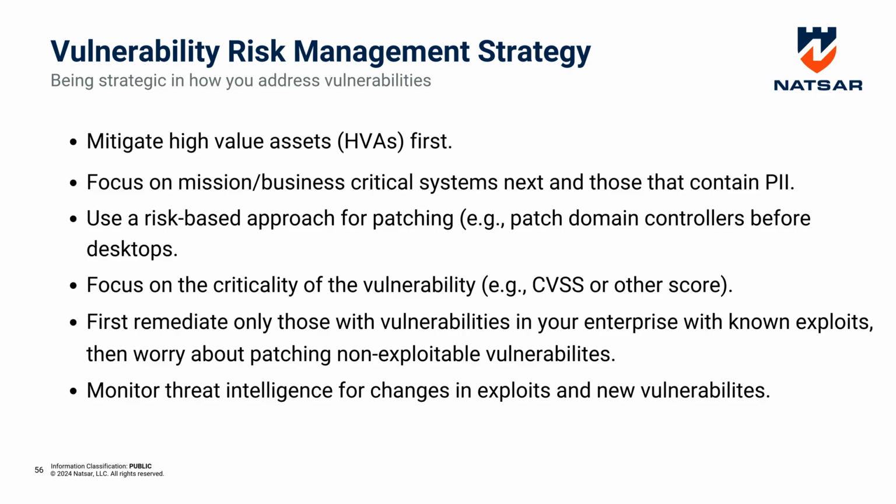You also want to consider the criticality of the vulnerability. So layer on another thing to consider, and that's something like the Common Vulnerability Scoring System, the CVSS, of is this a critical vulnerability, or is this, yes, it can be exploited, but it would require all of these things to fall into place before an adversary could exploit it. So the higher the CVSS score, the more critical that it is. So you would want to patch a CVSS score of 9 on a domain controller with a vulnerability that has an exploit before you're patching CVSS score of 4 on just an end user desktop, for example. You want to remediate only those with vulnerabilities in your enterprise with known exploits first, then worry about patching non-exploitable vulnerabilities second. And monitor threat intelligence for changes in exploits, because these things change all the time.